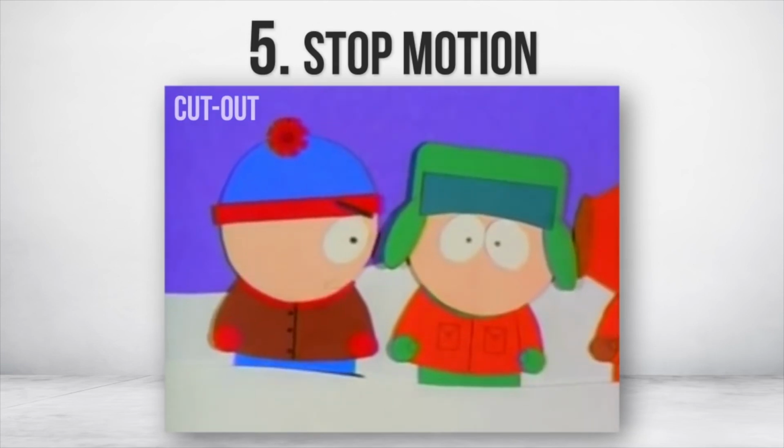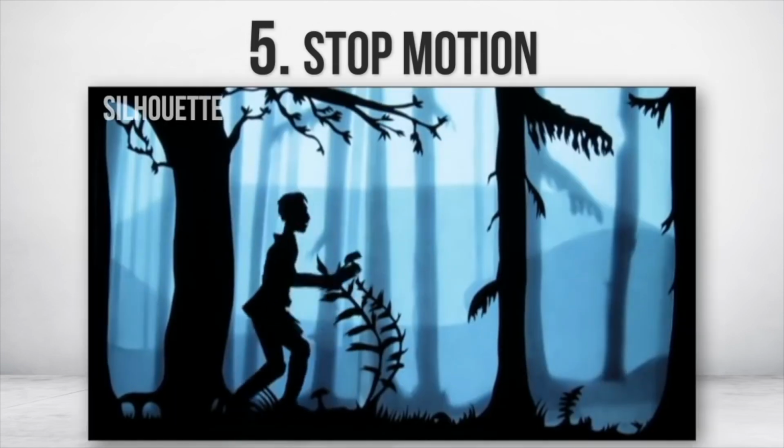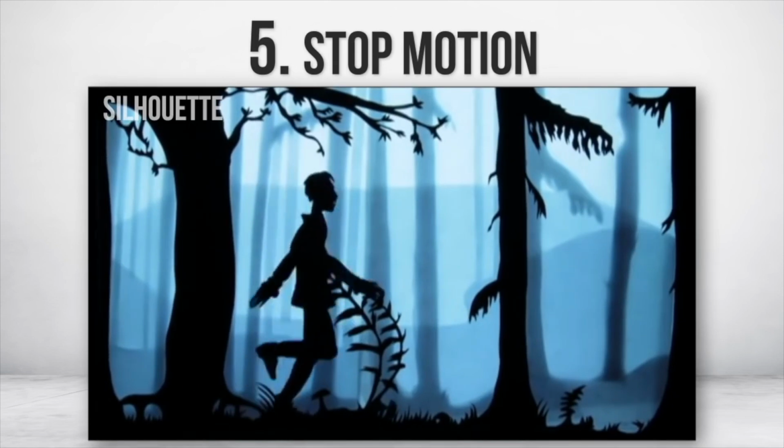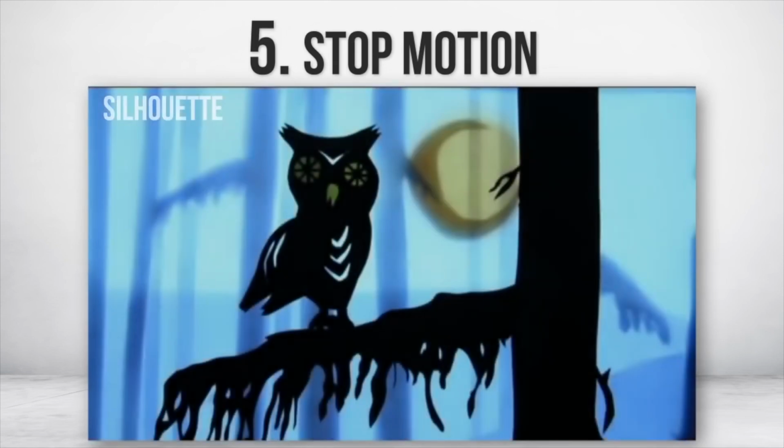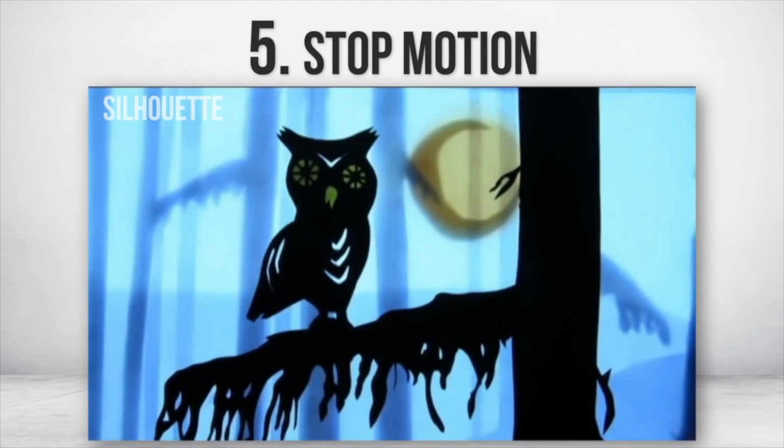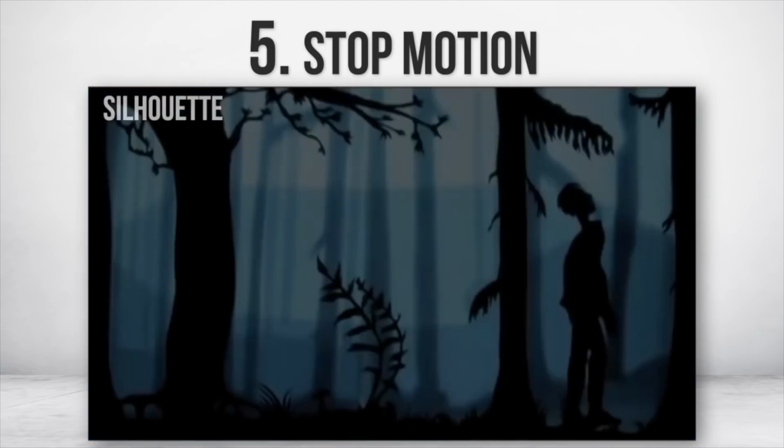Similar to cutout animation, silhouette animation uses cardboard or some kind of flat material, but the objects are all dark and the shot is depicted with silhouettes only. This is one of the oldest forms of stop motion and is rarely used today.